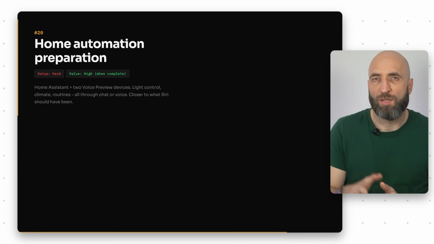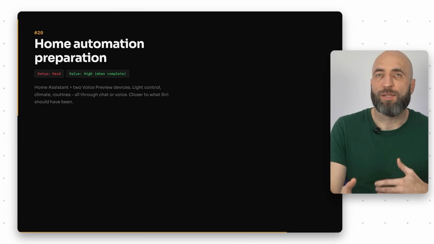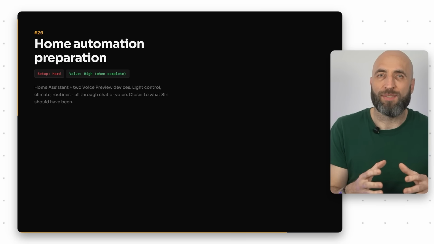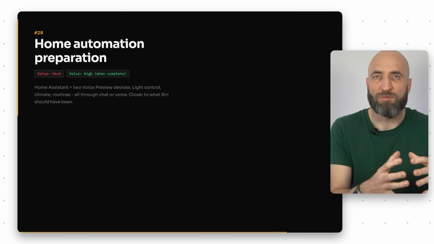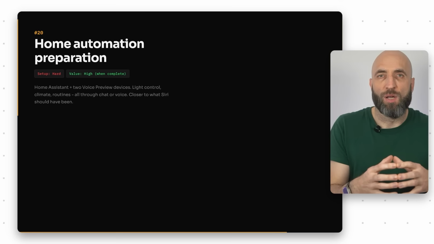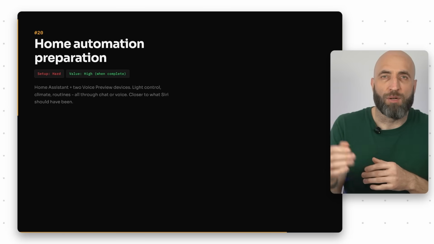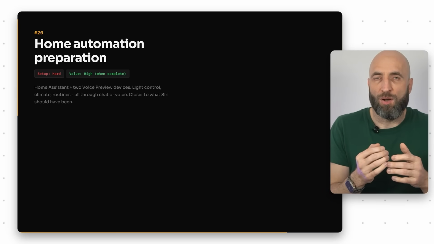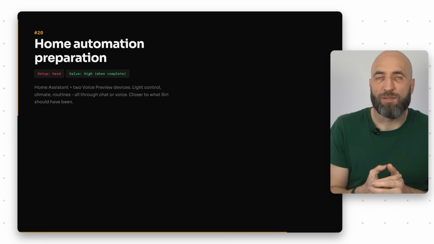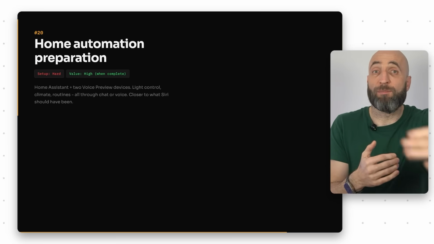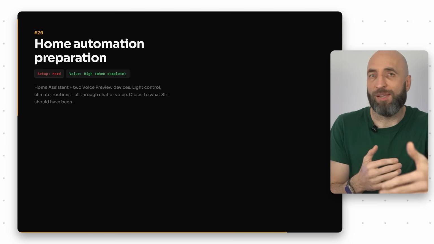Home automation, this one is in progress for me currently, and I'm showing it because it's where my setup is heading next. As I'm setting up Home Assistant for smart home control, I have two Home Assistant Voice Preview Edition devices for voice control. So full home automation can be managed through OpenClaw, like light control, climate, routines, all through chat or voice, not even having to write anything. And it's closer to what Siri should have been than anything that Apple has shipped so far.